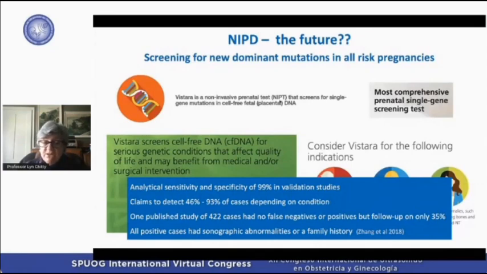There is only one published study, as far as I'm aware, and that had no false negatives or positives, but they only had follow-up on about 35% of cases, and we have since seen a false negative. And all positive cases had sonographic abnormalities or a family history, which is not surprising because all of these conditions are rare, and it's a relatively small sample size. So we may well be screening for new mutations in all pregnancies in the future, but I think we have quite a long way to go before we do that.